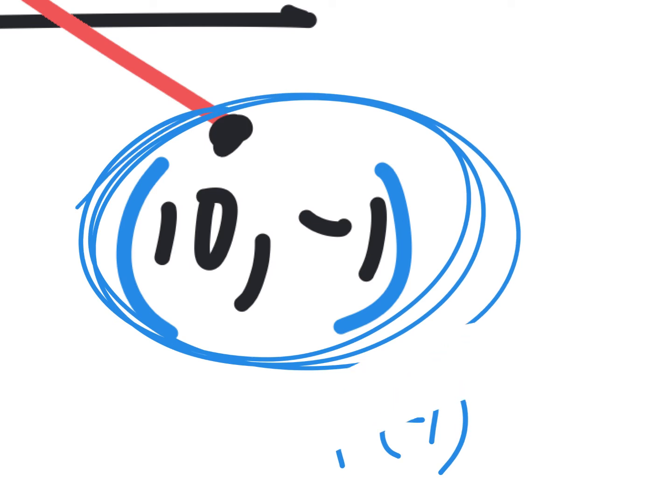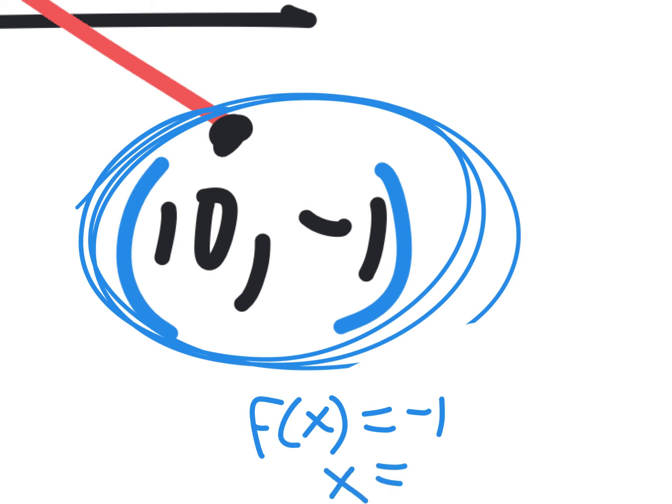You wouldn't say y, because we're in function notation. Normally you would say y is negative 1, so tell me what x is. But what do we replace y with? F of x. F of x equals negative 1. Do you get that that's a question? And it's saying if f of x is negative 1, what is x? That's what they're asking. And what is x then?